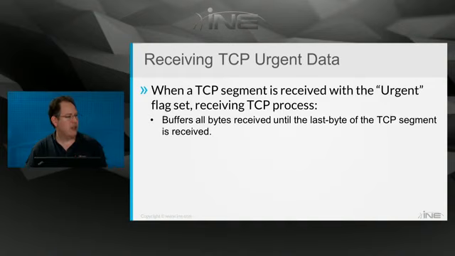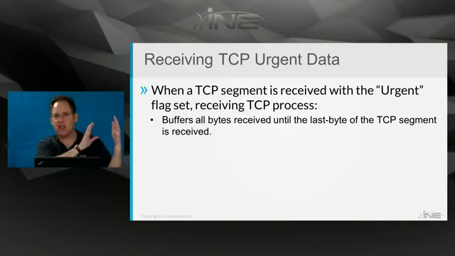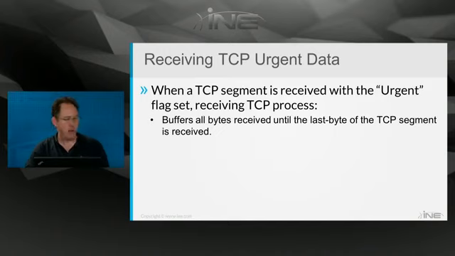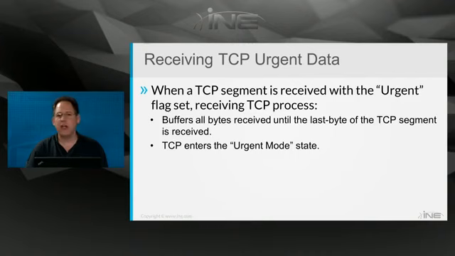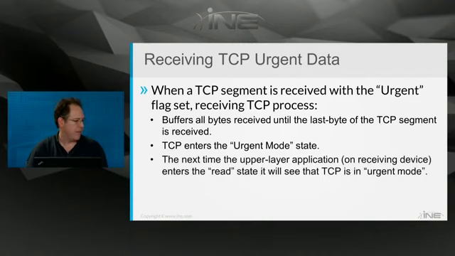When a segment is received with the urgent flag set, the receiving process will, number one, take in the entire segment, right? We got to take it in all the way to the end of the FCS field in the Ethernet frame. So we got to receive that whole thing in. And now, TCP enters what's called the urgent mode state. The next time the upper layer application enters the read state, it will see that TCP is in urgent mode.